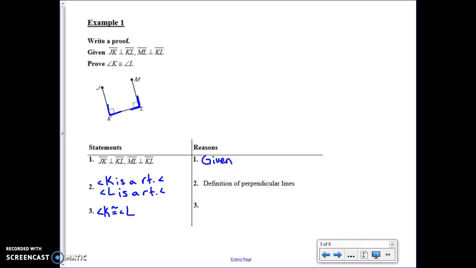So then, if they're both right angles, then they're congruent to each other. And our reason to get from 2 to 3 then is our new theorem, our right angle congruence theorem. And that's it for that proof.